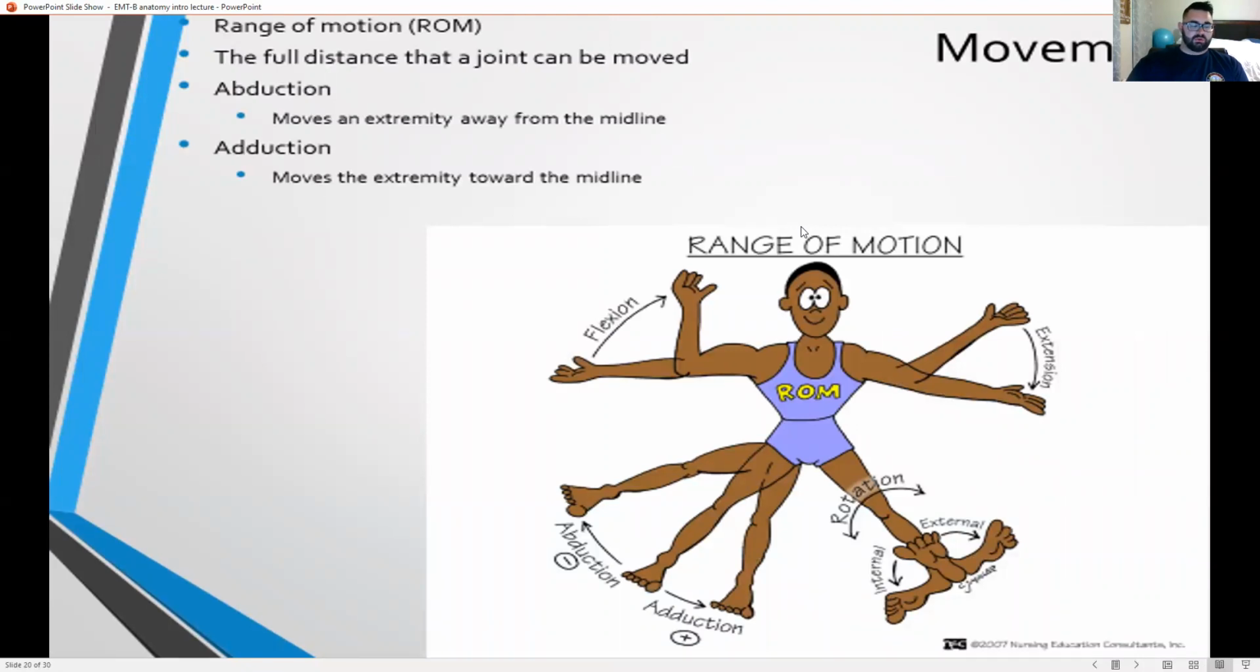Now let's talk about range of motion just for a second here. Range of motion is going to be the full distance that a joint can be moved. We have physiological norms that are supposed to occur. Like, let's say I injured my wrist, and normally I could do this, but if my wrist is injured and I cannot move back like that, I have a decreased range of motion due to the injury. So this is why we want to know range of motion.